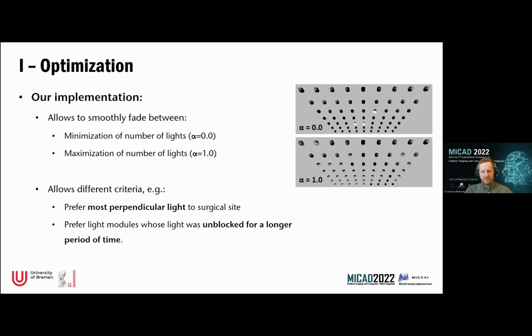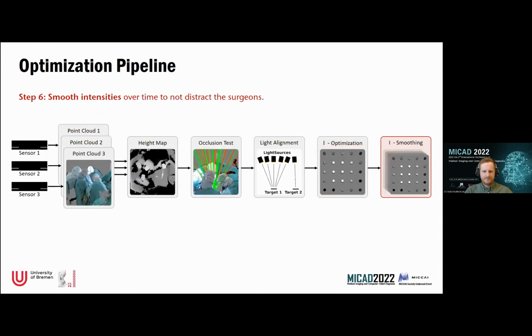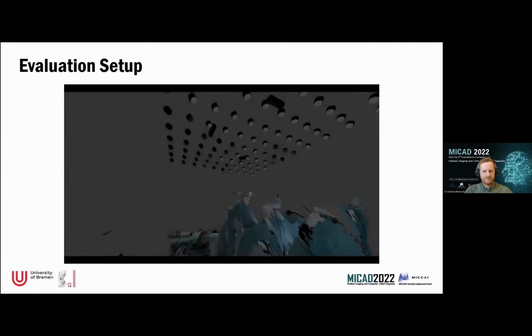Please read our paper for the exact implementation, since there's not enough time for it. And after determining optimal intensities, we temporally smooth the intensities to not distract the surgeons by too fast intensity jumps. The intensity and rotations after this pass are then finally sent to the light modules.